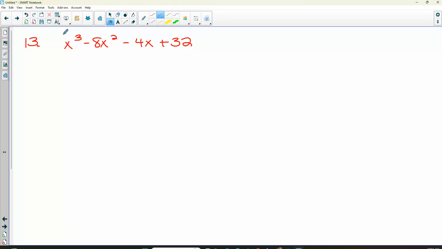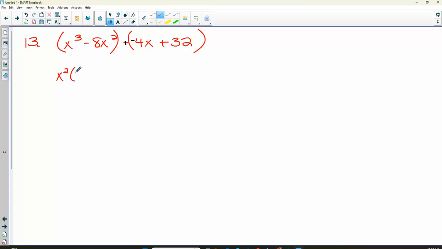So if you have 4 terms, what's the typical strategy? Grouping. Okay, so we put the first 2 together, but here's the problem. Can I put a parenthesis after a subtraction sign? No. Before I add my parenthesis, I need to make this plus negative 4. And then I put my parentheses. Okay, first parenthesis, x cubed minus 8x squared. What can we take out?